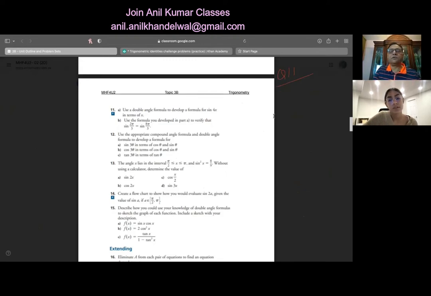Use double angle formula to develop a formula for sine 4x in terms of x, right? So that's not difficult. Sine 4x will be what? We need to find, 2 sine A cos A, equals 2 times sine 2x cos 2x. Is that okay? Double angle formula. Again apply, 2 times sine 2x is what? 2 times sine x cos x, correct? And cos 2x is what?